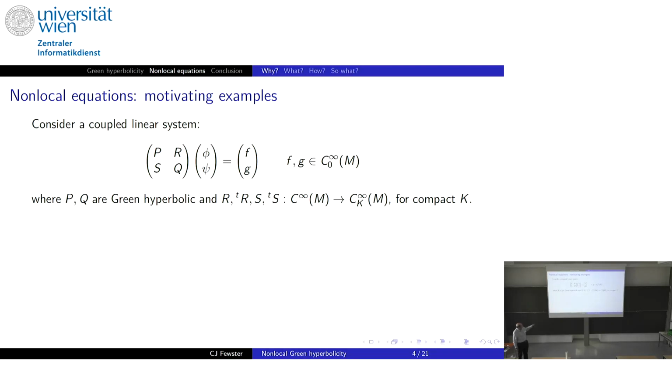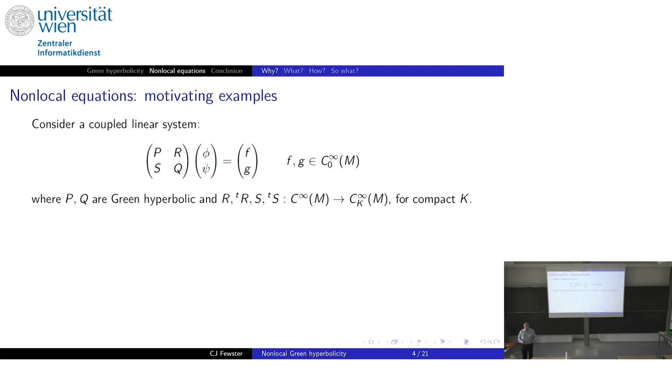So let's just consider a coupled linear system, and let P and Q be Green-hyperbolic operators, and the off-diagonal pieces, let's suppose that they map smooth functions to compactly supported functions with support in some particular K. And there are situations where this might turn up. So one way of addressing this would just be to go to a book which tells you how to deal with systems of equations.